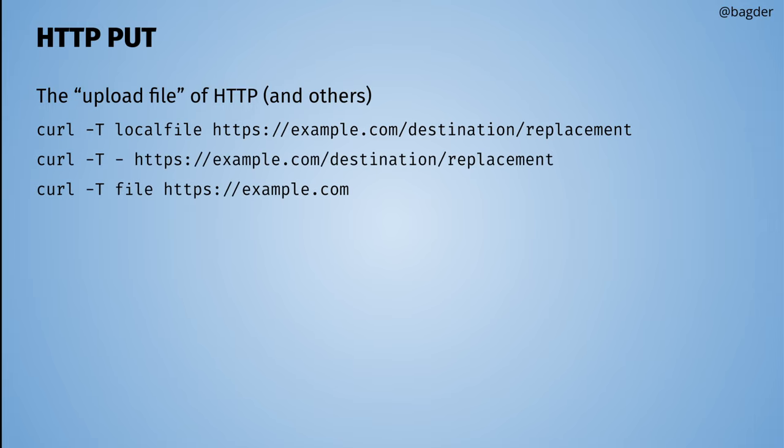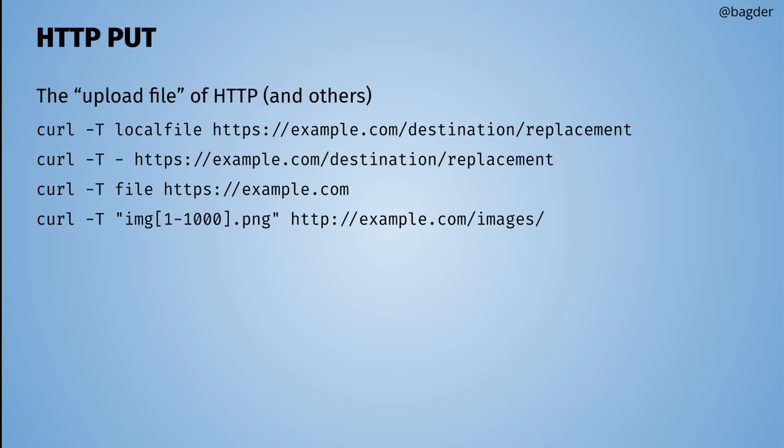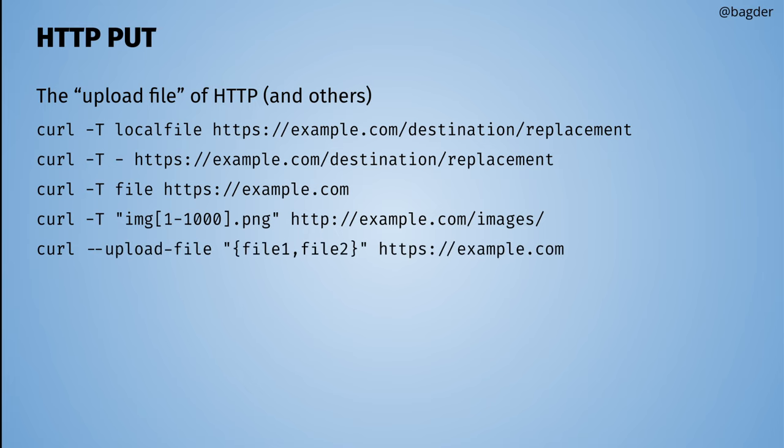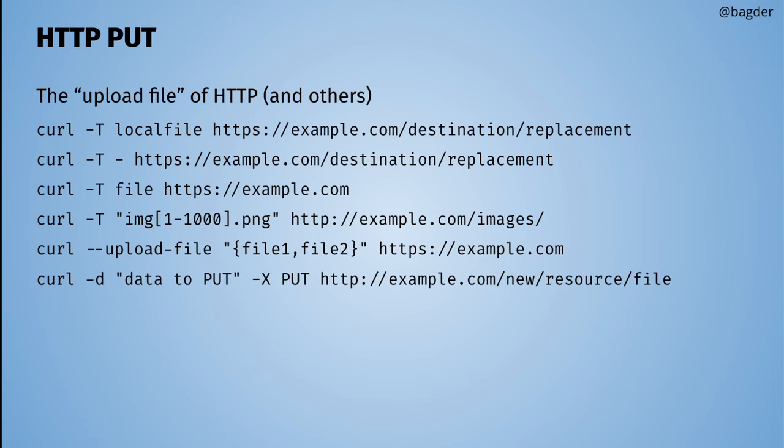You can put the file, and if the file name is not at the end of the URL, like in this case, you see the URL doesn't end with the file name, it will put the local file name on the end of the URL. You can even do this globbing thing with uploads. So if you want to upload 1,000 images like this in a single command line, have a go at it, and it'll upload 1,000 images to the server with PUTs. And yeah, you can do that with other kinds of globbings as well.